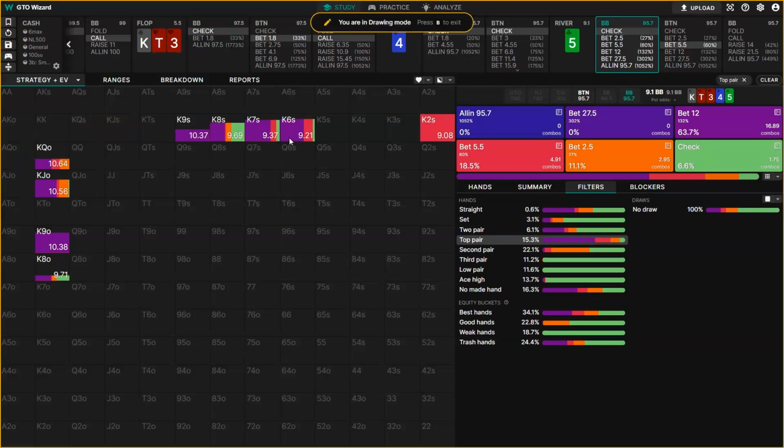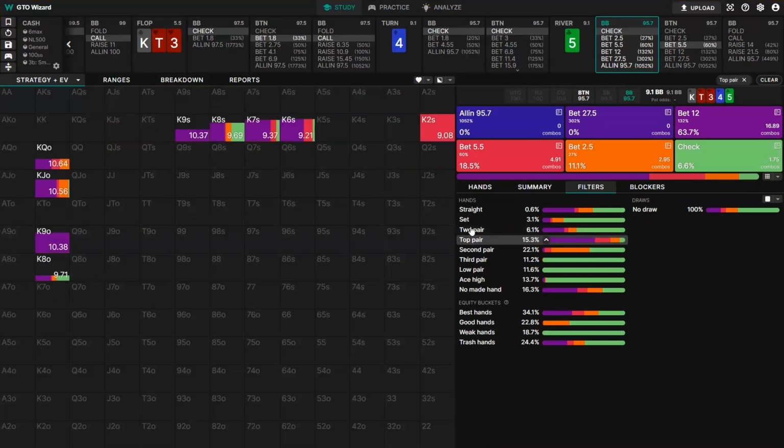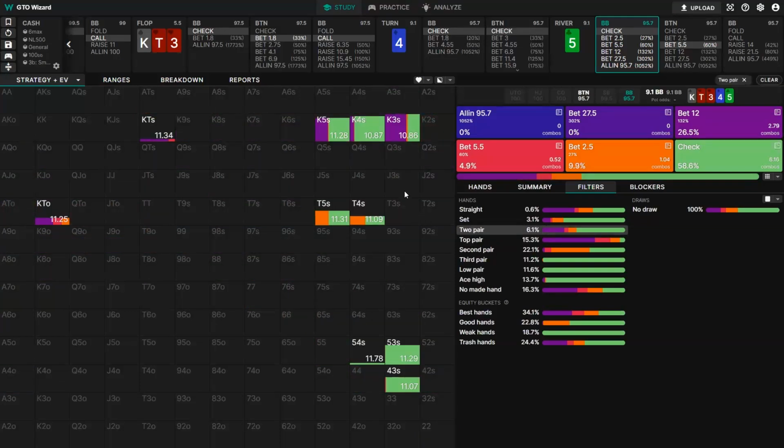So once again, why do these hands barely bet small at all, but these hands bet small much more? Because these are strong enough to trap in the bet small sizing. Okay, so once again, this is a little funny way of structuring the value range.